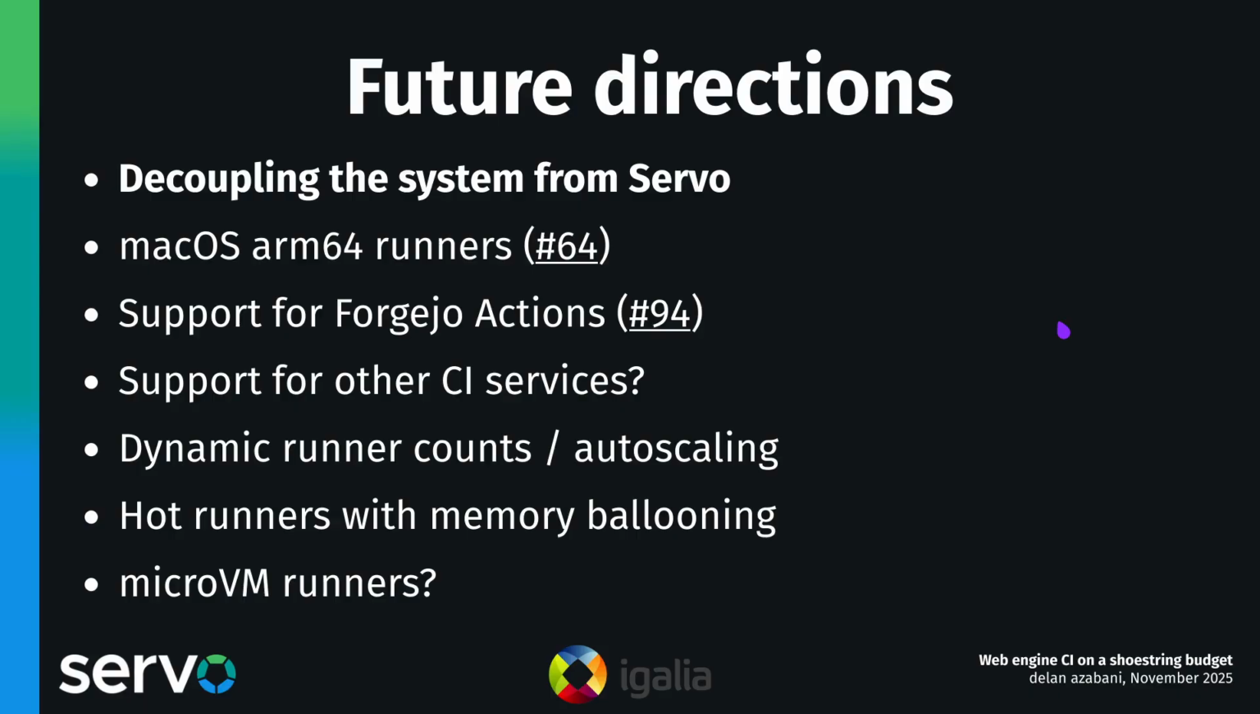Something else that we'll have to do sooner or later is add support for macOS runners on Apple Silicon. That is ARM64. And the reason we have to do this is that macOS 26, which is the most recent version of macOS that came out in September, just a couple months ago, is the last version of macOS that will support x86 CPUs. And at the moment, our macOS runners run on x86 CPUs on the host and in the guest.